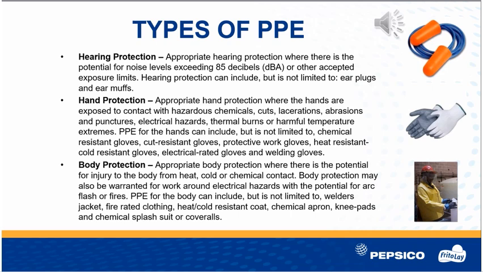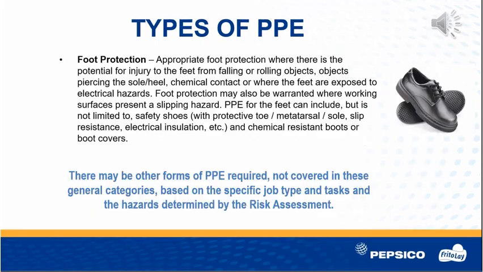Body protection. Appropriate body protection where there is a potential for injury to the body from heat, cold, or chemical contact. Body protection may also be warranted for work around electrical hazards with a potential for arc flashes or fires. PPE for the body can include, but is not limited to, welder's jacket, fire-rated clothing, heat and/or cold resistant coat, chemical apron, knee pads, and chemical splash suit or coveralls.